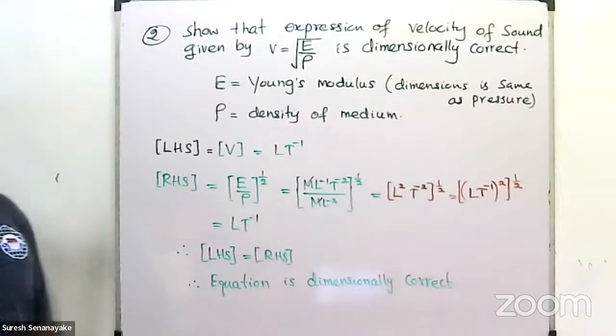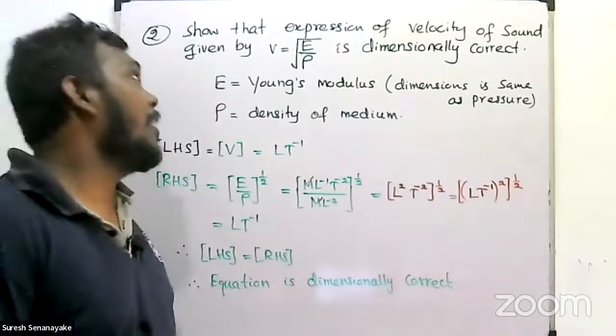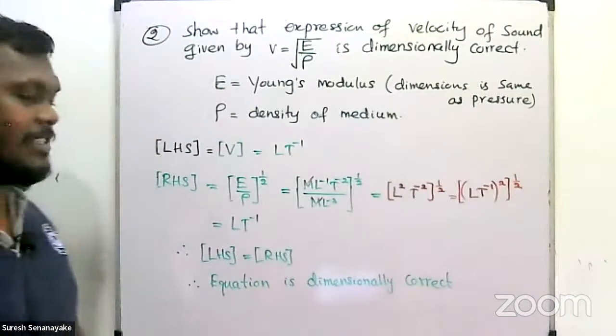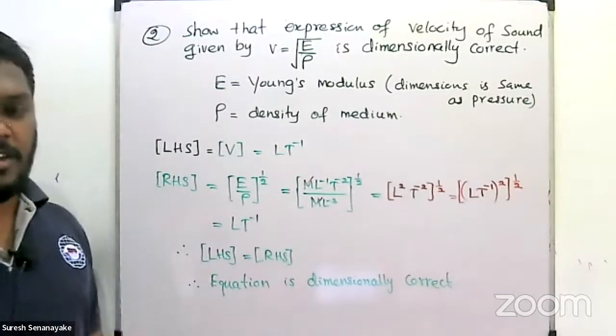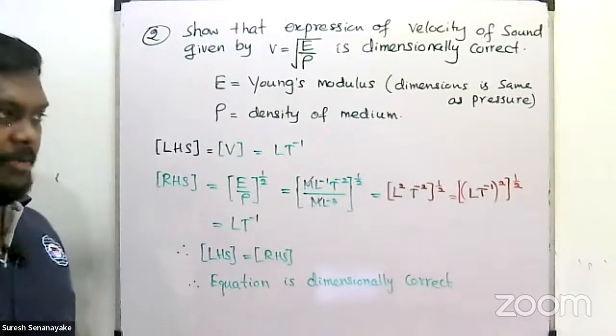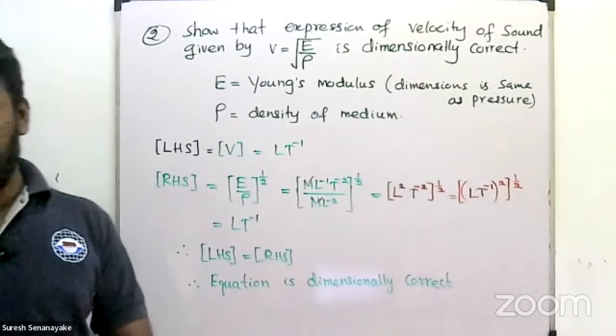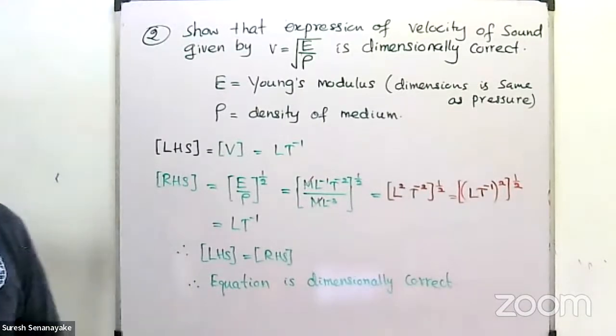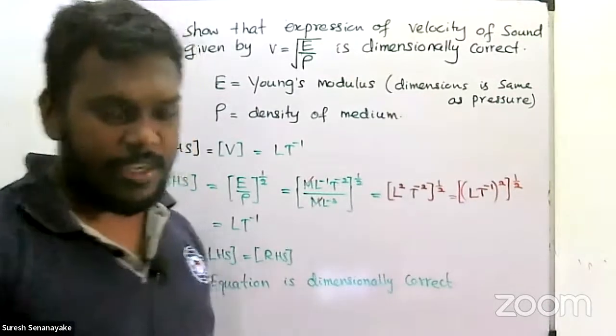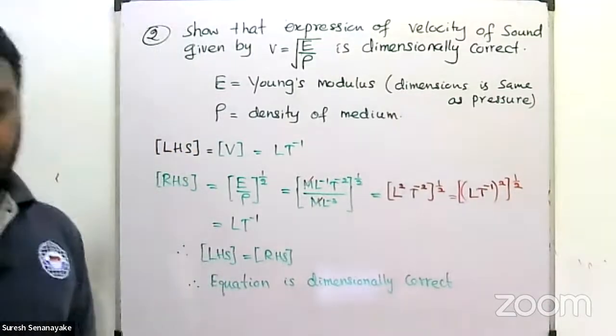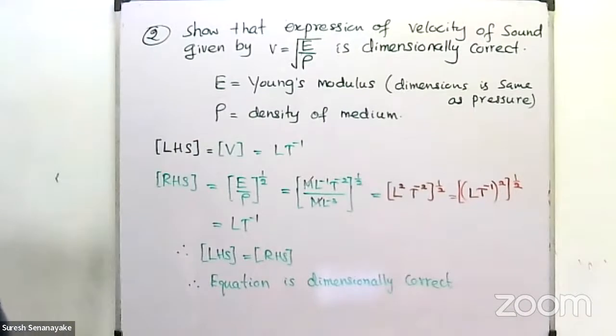Okay. Then we got to the second usage of dimensional analysis. This is the most important one in dimensional analysis. That is the derivation of equation by the method of dimensional analysis. So we can use this method to derive a new relation among physical quantities.